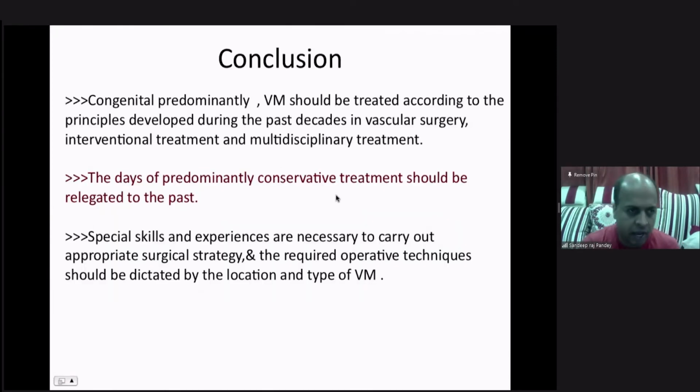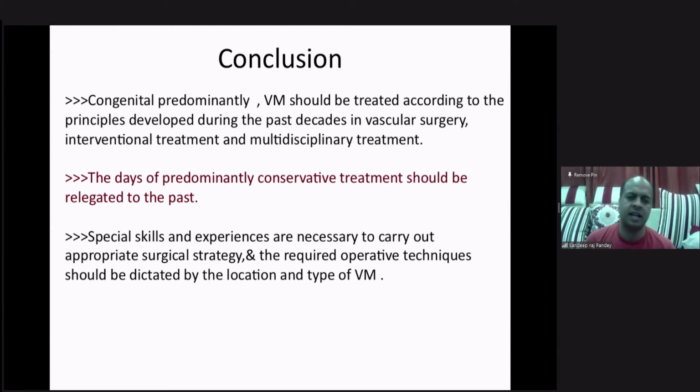So as a conclusion, I would like to say venous malformations should be treated according to the principles developed during the past decades in vascular surgery, interventional treatment, and multidisciplinary treatment. The days of preemptive conservative treatment should be relegated to the past.